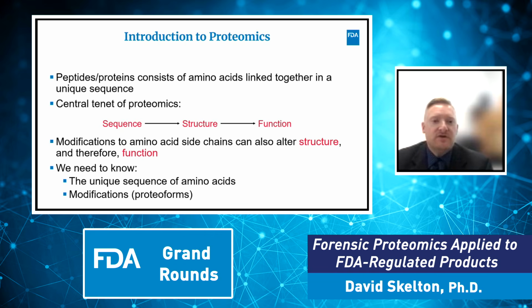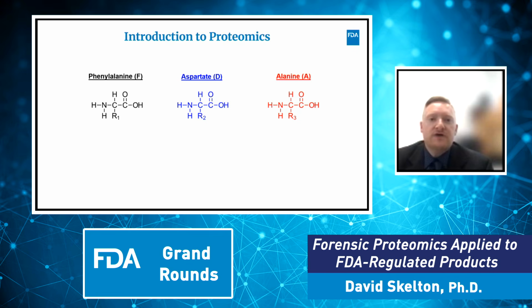In proteomics, these modifications are called proteoforms. This would be analogous to the nomenclature isoforms that's used in small molecule analysis. So to understand how we can sequence these using mass spectrometry, we first need to understand how these individual amino acids are linked together in a protein.